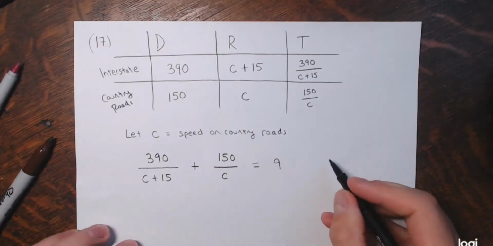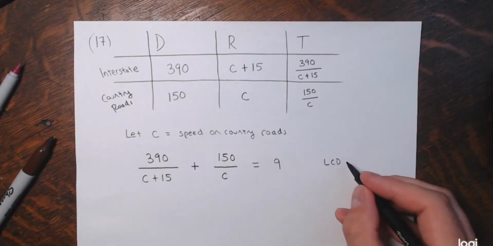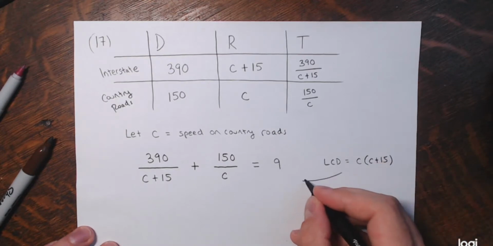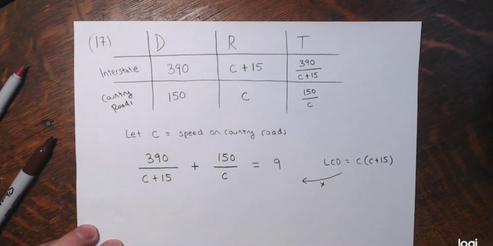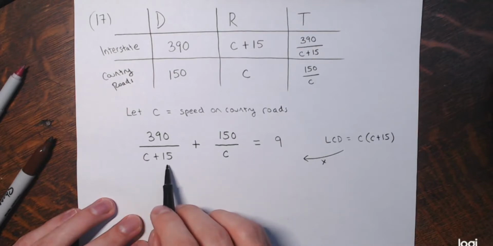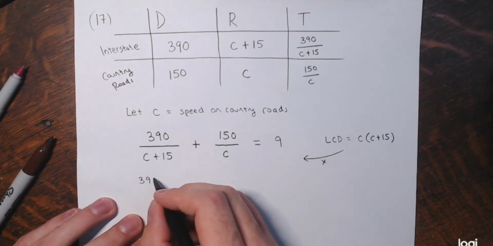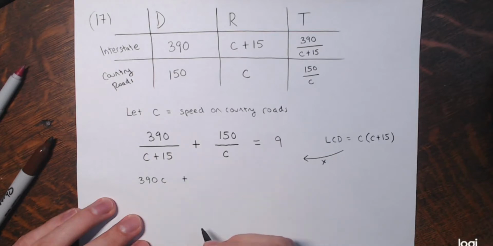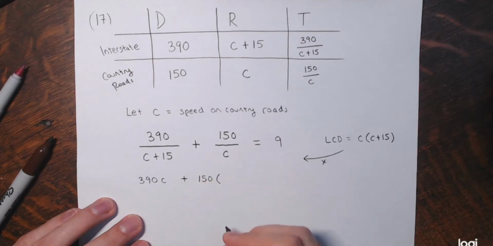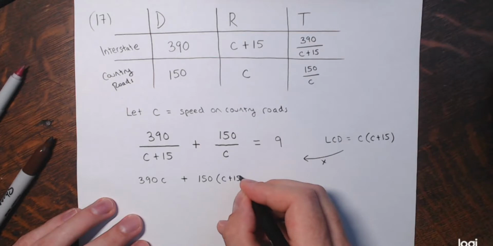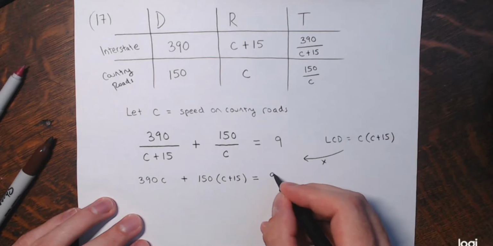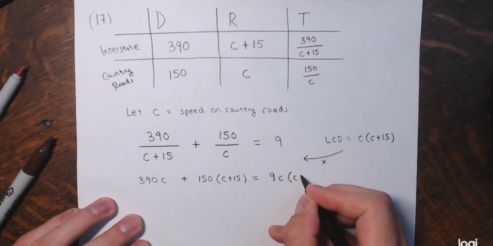Alright, so LCD here, simple enough. It's just C times C plus 15. And we're multiplying every term on both sides, every fraction by this LCD to cancel the denominators. First term, the C plus 15's cancel. Got 390 times C. Plus. Second fraction on the left, you have 150. The C's cancel, so then you have just C plus 15. It's 150 times C plus 15. Equals, and then the other side we got 9 times the LCD, 9 times C plus 15.